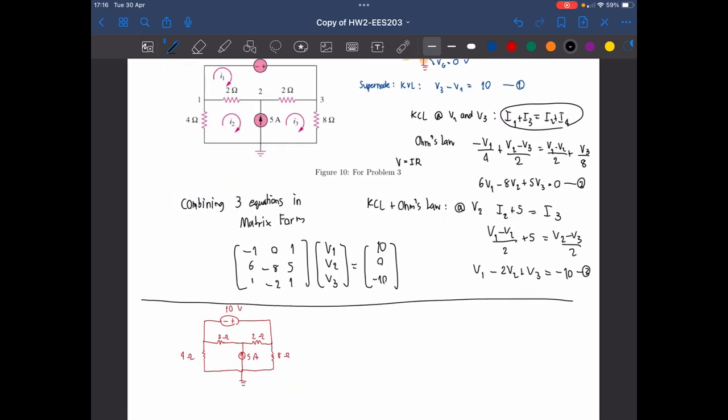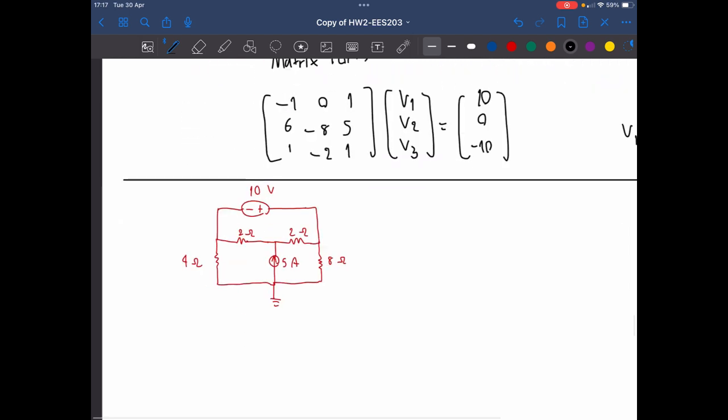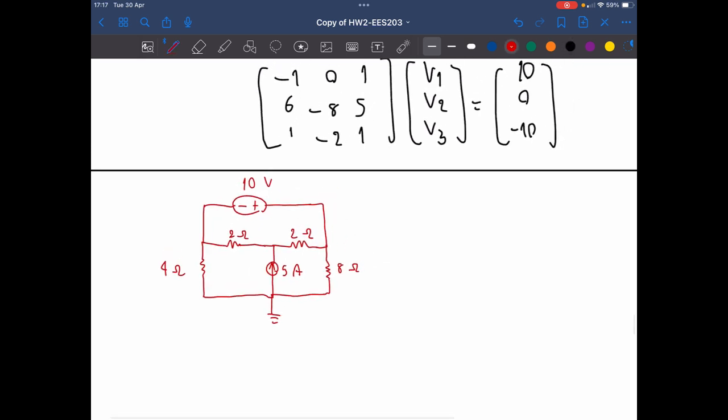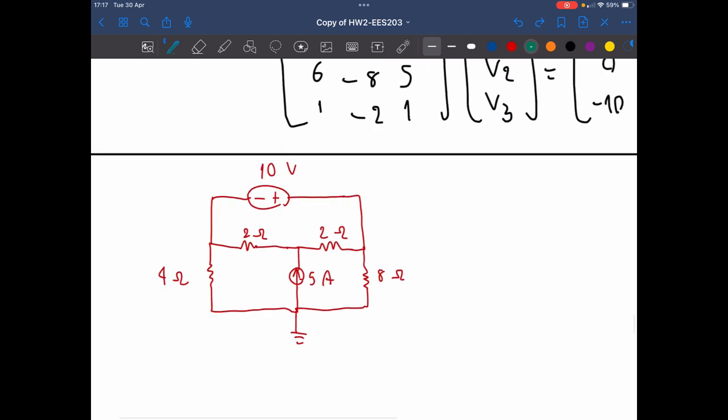Now let's take a look at the second part, where we use mesh analysis. From this part we need to identify the meshes in this circuit. So you can see that it's a 3 mesh circuit. Remember the mesh? We could specify the currents that flow clockwise: I1, I2, and I3.